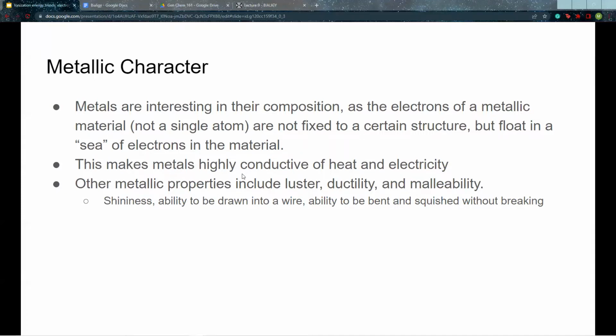These properties are simply defined as shininess, ability to be drawn into a wire, and ability to be bent and squished without breaking, respectively. That's all I have for today.